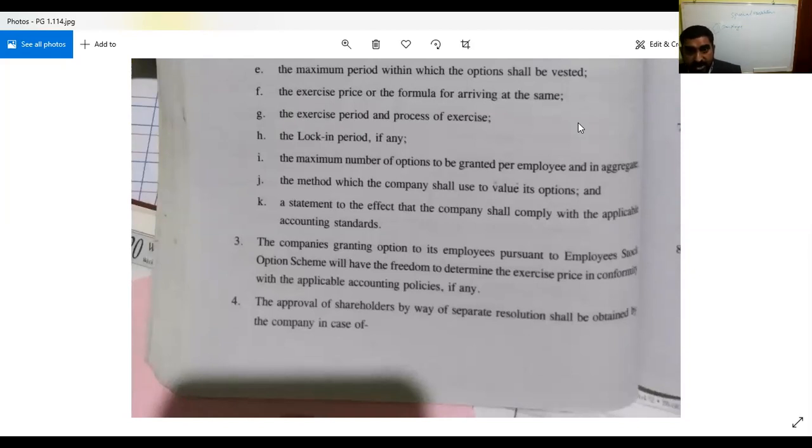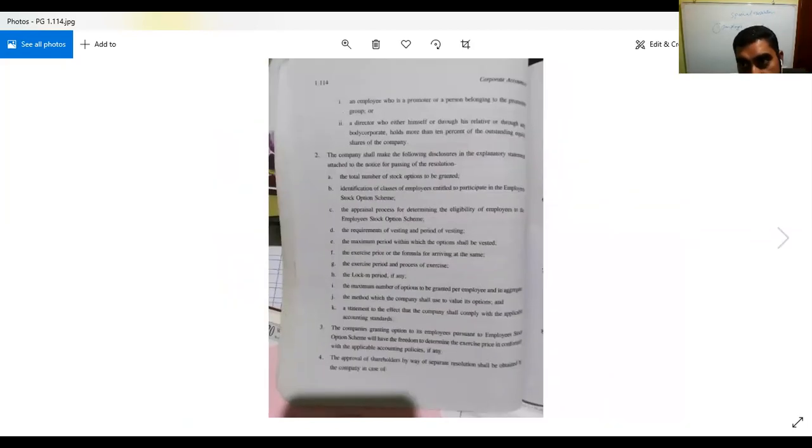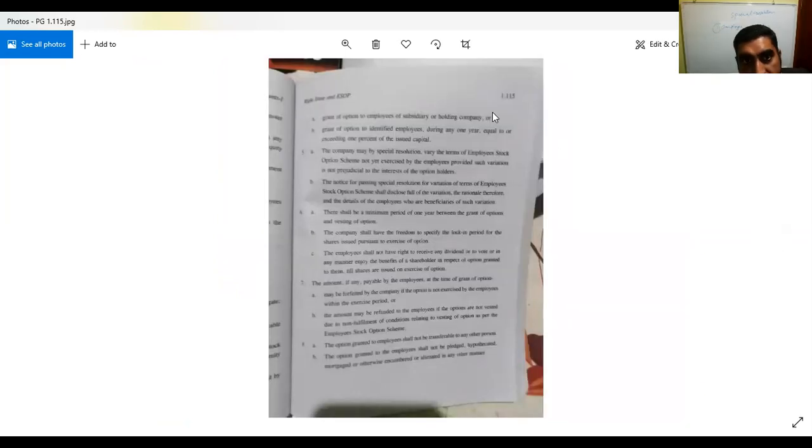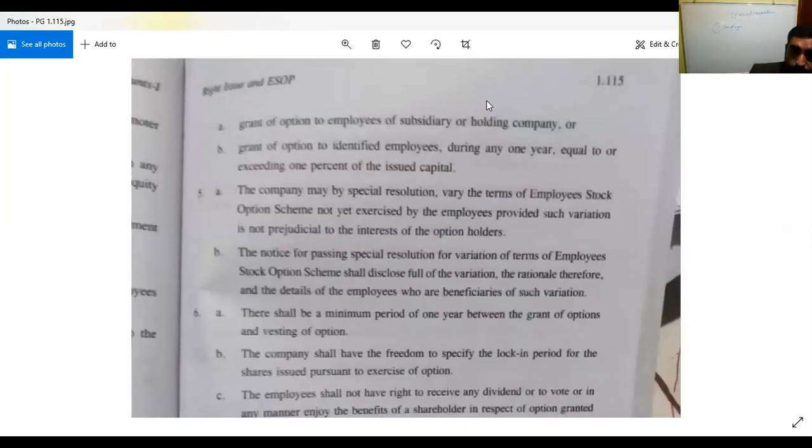Okay, with the applicable accounting policies, and the approval of shareholders by way of a special resolution shall be obtained by the company in case of what purpose? In case of the grant of option to the employees of subsidiary or holding company, or a grant of option to identified employees during any 1 year that is equal to or exceeding 1% of the issued capital. So അതാണ് ഓർക്കേണ്ടത്.